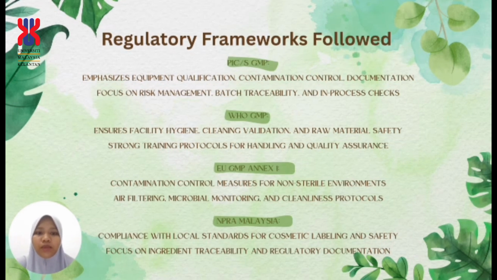Even though EU GMP annex 1 is more focused on sterile production, we apply its key concepts in our non-sterile soap production, such as microbiological monitoring, air filtration, and zoning. Locally, we meet the NPRA requirements. This ensures our cosmetic products have regulatory safe ingredients and traceability. All packaging and documentation meet Malaysia safety standards.